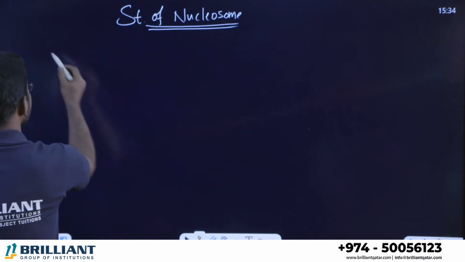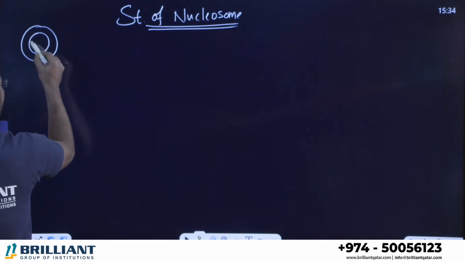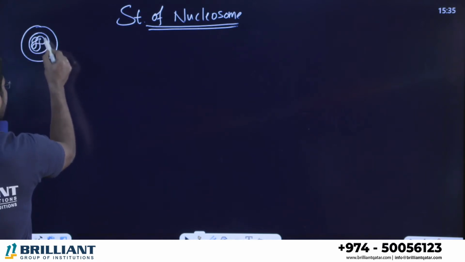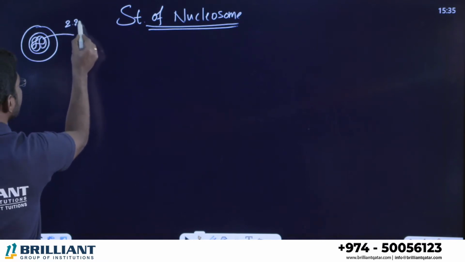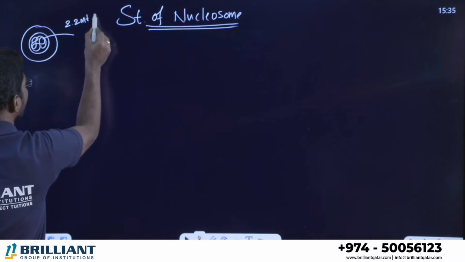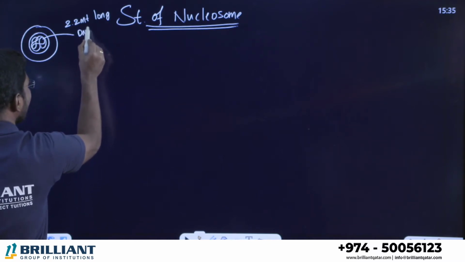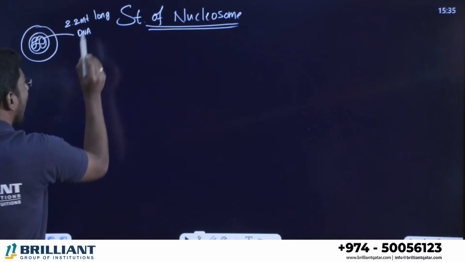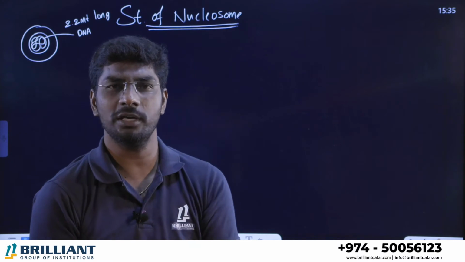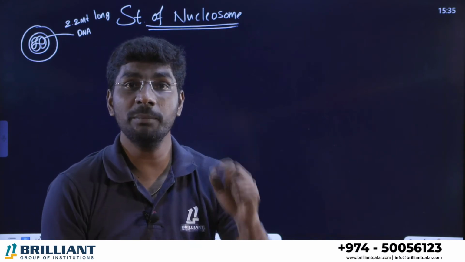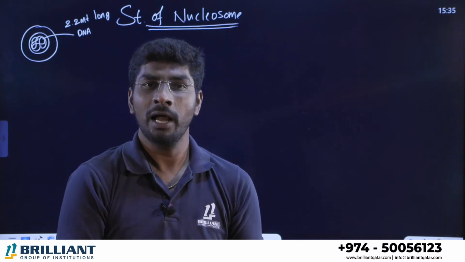Let me take this as a cell, okay? This is the cell and this is the nucleus, and inside the nucleus is DNA. Yes or no, students? How come this 2.2 meter long human DNA is present in a tiny nucleus? That is possible because of the packaging of DNA inside the nucleus. Am I clear, students?